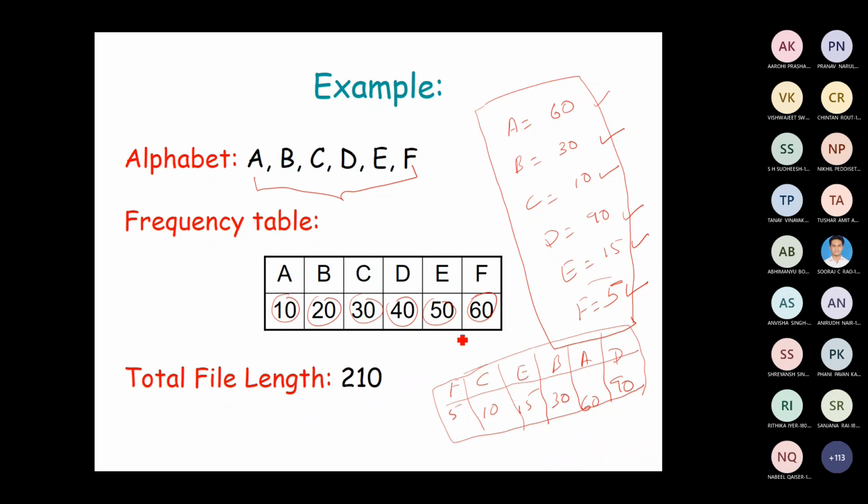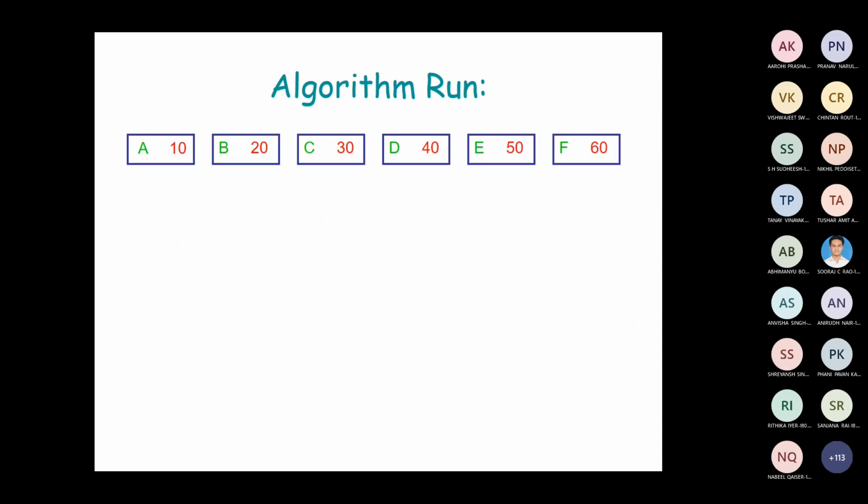Okay, now let us come back to the previous example here. A is equal to 10, B is equal to 10, C is equal to 30, D is 40, E is 50, and F is equal to 60. And the total file length in this case is nothing but 210. So if I count all the symbols here, the total number of characters in my information is equal to 210. Okay, next. Now let us make use of the algorithm.